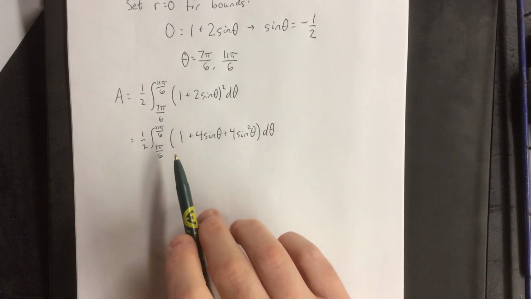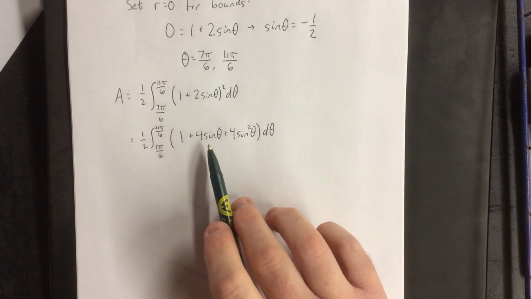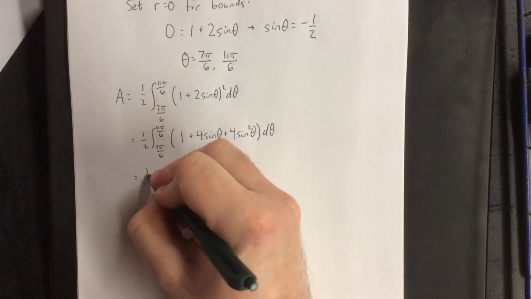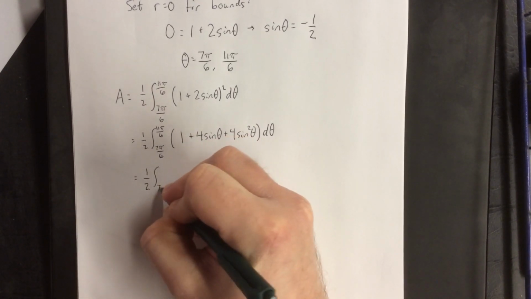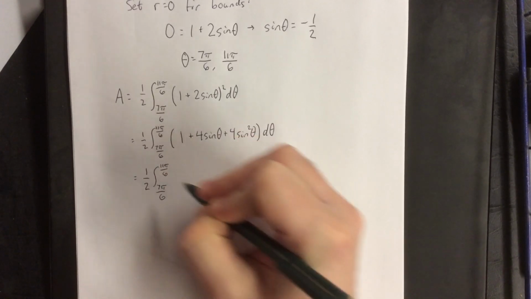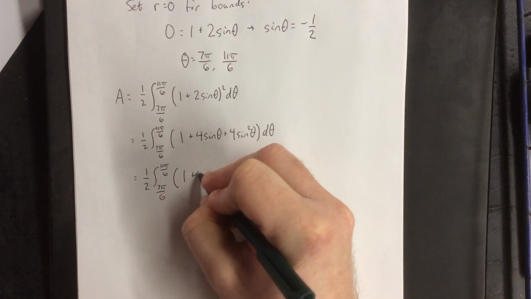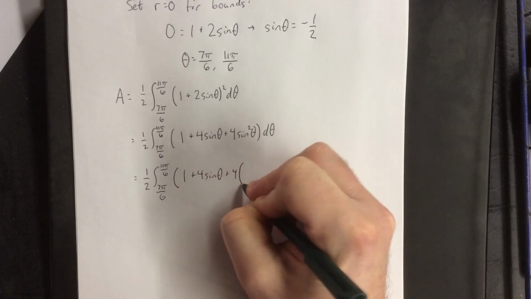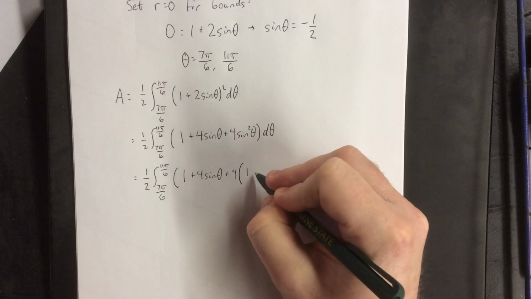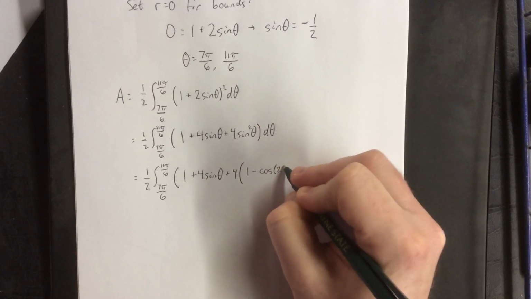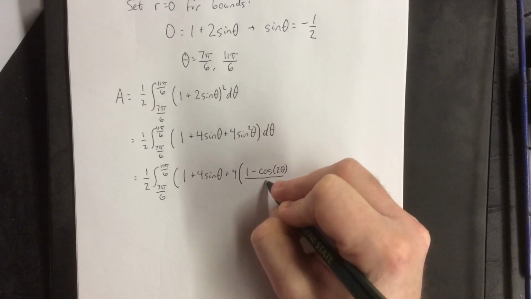After foiling this, 1 has a very straightforward integral, 4 sine theta has a very straightforward integral, the sine squared of theta will need to use the power reducing identity for that. That'll be 1 plus 4 times the sine of theta plus 4 times, and your power reducing identity for the sine squared would be 1 minus the cosine of 2 theta all over 2.